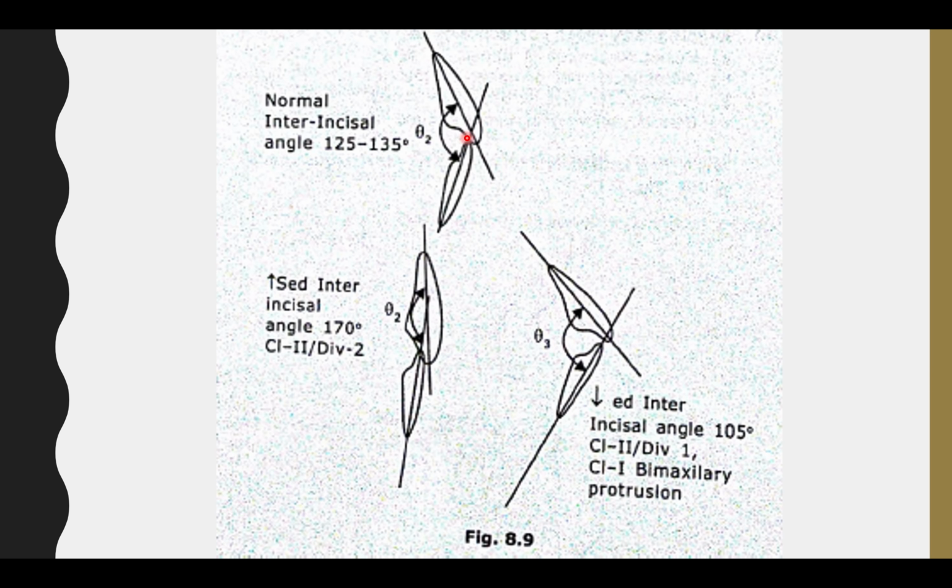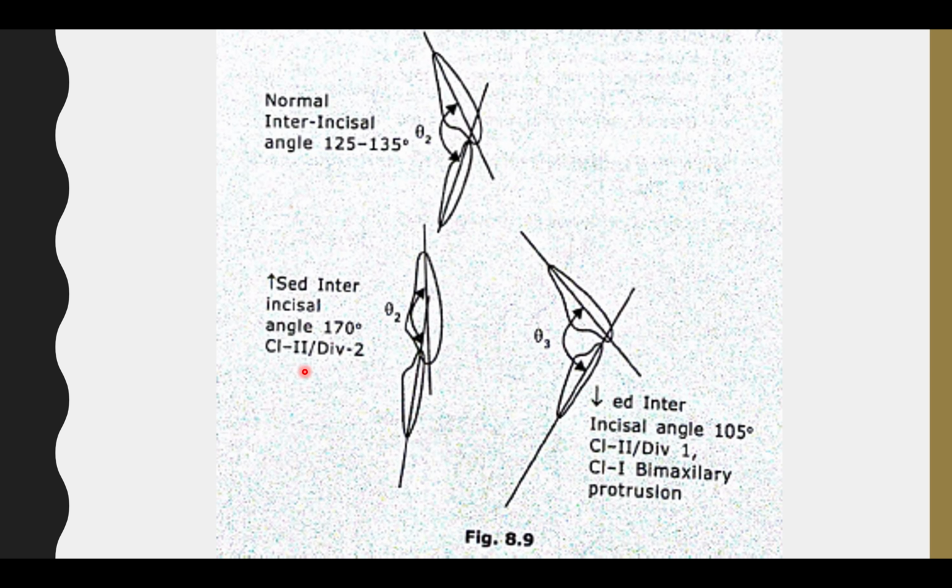So this is the interincisal angle, the long axis of the maxillary incisors and mandibular incisors. The angle between the long axes is measured. It can be 125 to 135. In the case when they are retroclined or when they are upright, the angle will be increased. Okay, and in the case where they are proclined, the angle will be decreased.